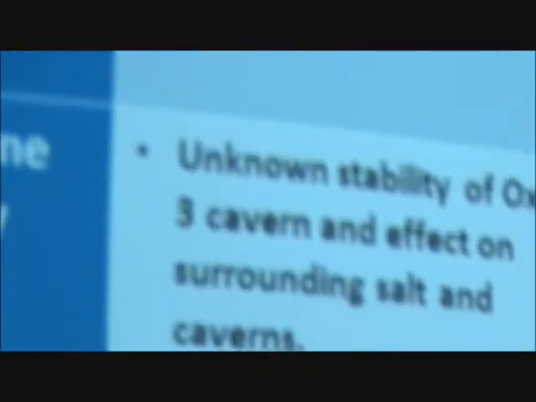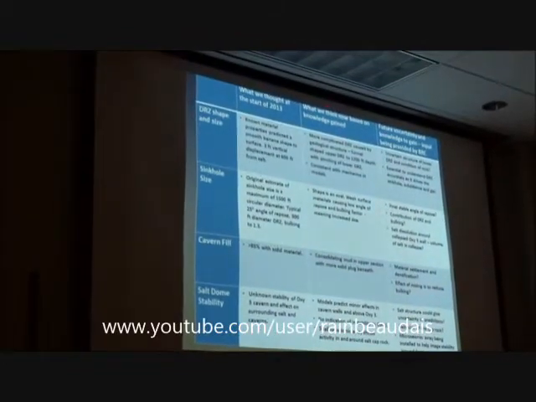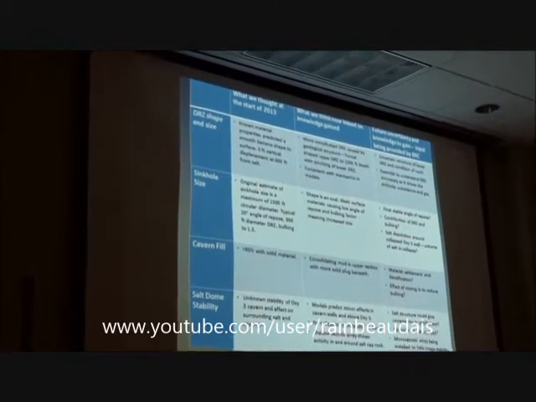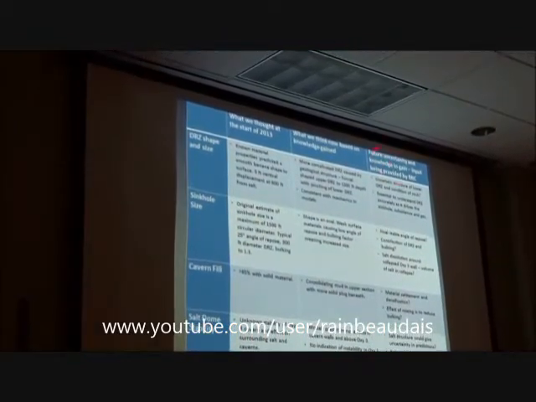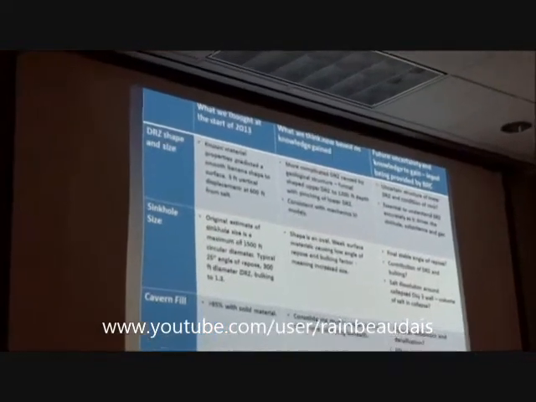This is a very busy slide, but I'm going to walk you through it. What I've got here is three columns. What we thought at the start of 2013, what we think now based on our knowledge gained in the last 9 months, and the future uncertainty and the knowledge to gain as we move forwards.